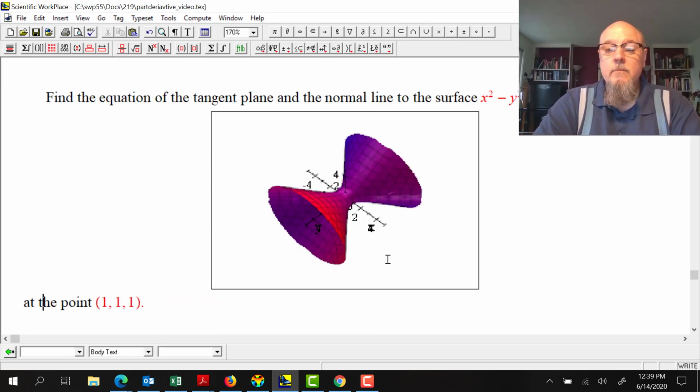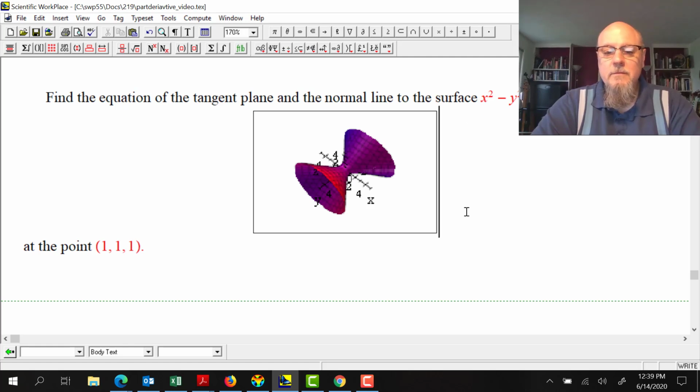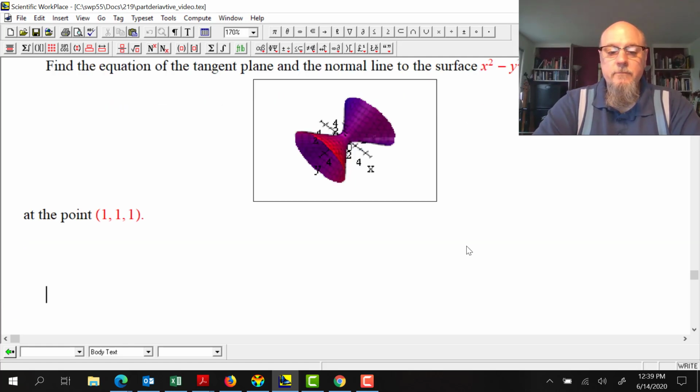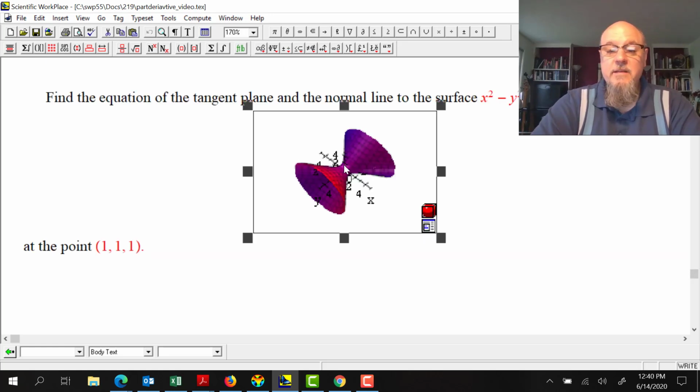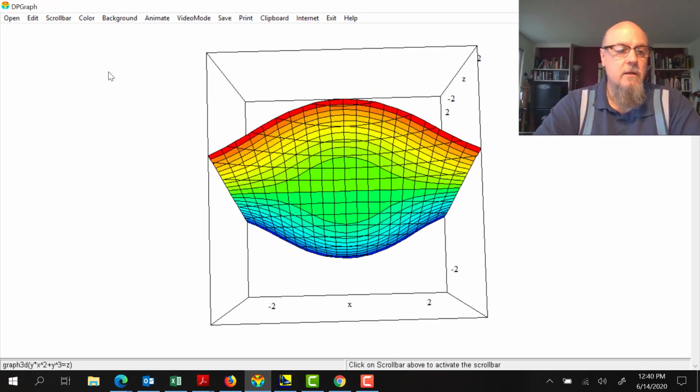So here's our surface. And this is Scientific Workplace drawing it. Let's get DP Graph to draw it. Before we even draw it, and even if we didn't have the picture, let's look at it. X squared minus y squared plus z squared. One negative sign, it's a hyperboloid of one sheet. We can just look at the equation and know what this looks like. Let's draw it anyway, but we already have the picture in our heads. It's a hyperboloid of one sheet.